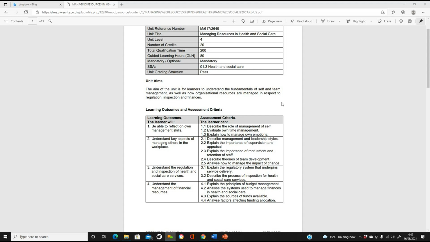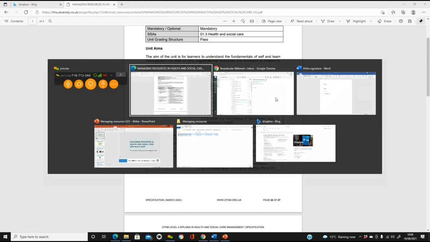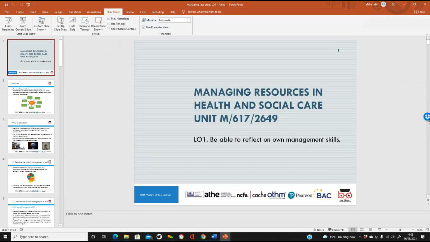So in other words, you're just going to be looking at who you are to start off, how you do management yourself and how you could do it, and then just working towards how you'd manage colleagues, finances, and health and safety. So for learning outcome 1, 1.1 is describe the role of management of yourself. 1.2 is evaluate your own time management. And then 1.3 is explain how to manage your own emotions. And again, there's bits in here that will apply to you and there's bits that won't apply to you. But it's just a generalization of how to do things.